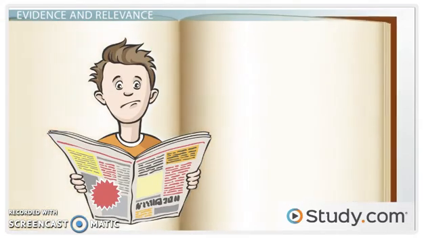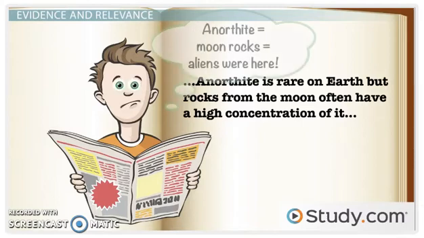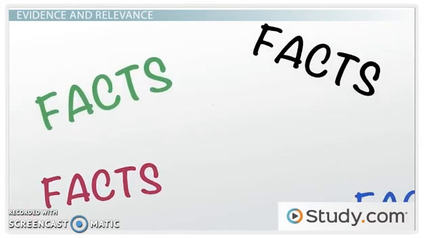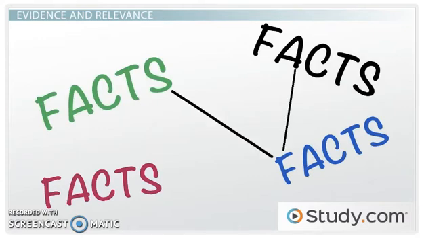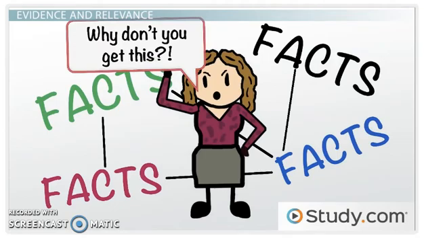But what if the author went on to tell you that anorthite is rare on Earth, but rocks from the moon often have a high concentration of it? So if there's a bunch of anorthite dust in the building, it's probably a sign that something from the surface of the moon got in there. Now that's a lot more persuasive, right? In your own papers, you need to explain how your evidence is relevant to what you're trying to argue. Don't leave your readers to work out the connection independently. Remember that even if it's clear to you, it might not be clear to someone else.